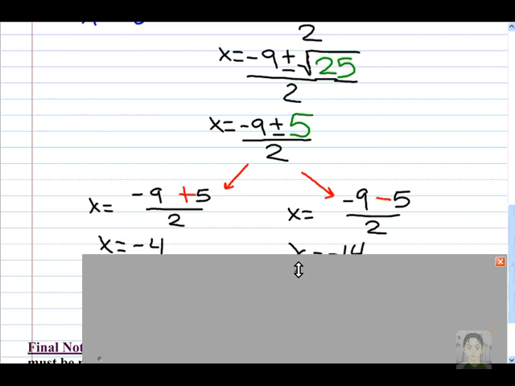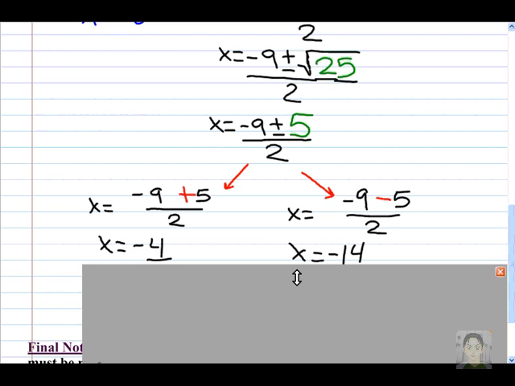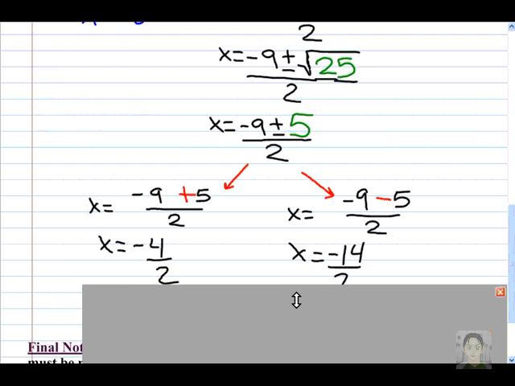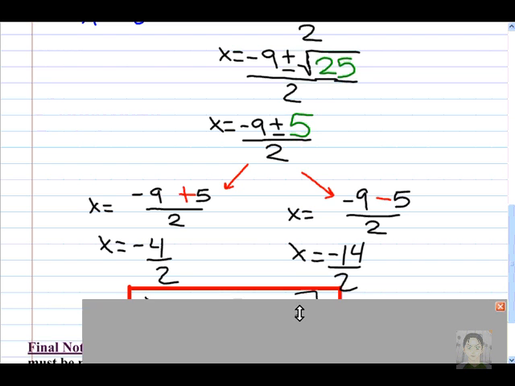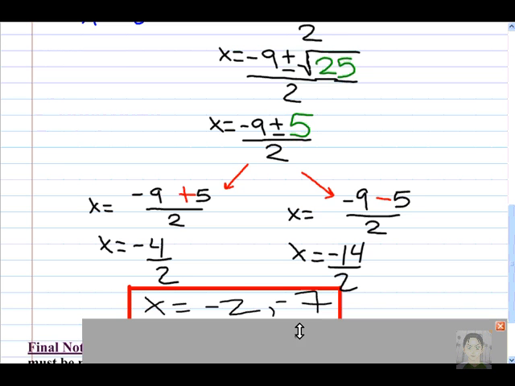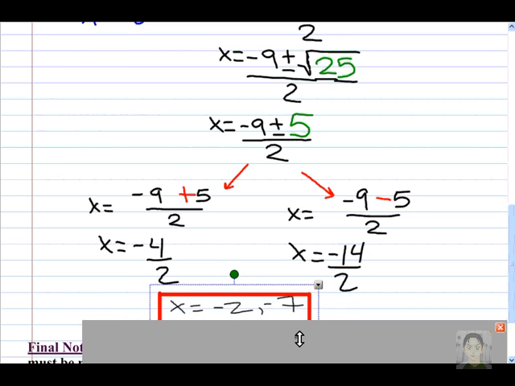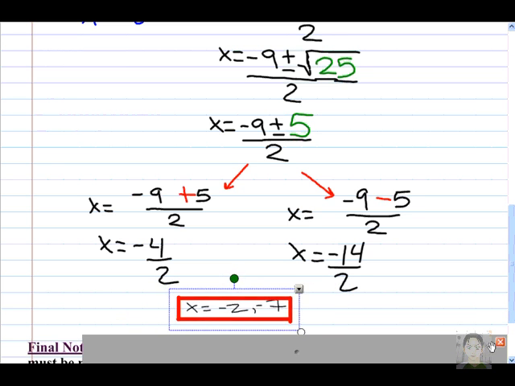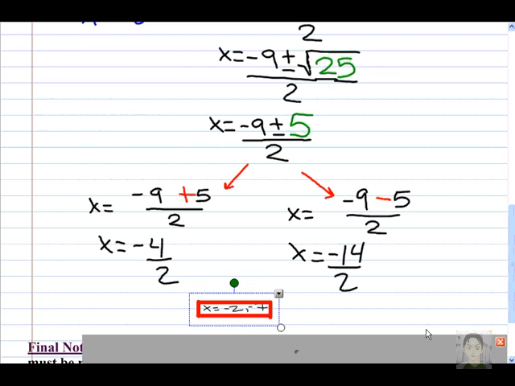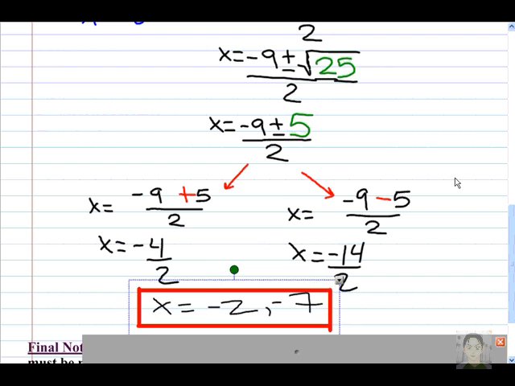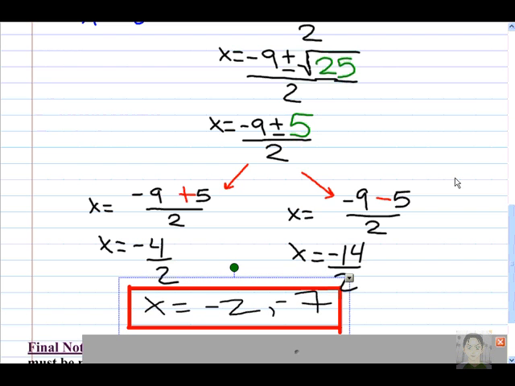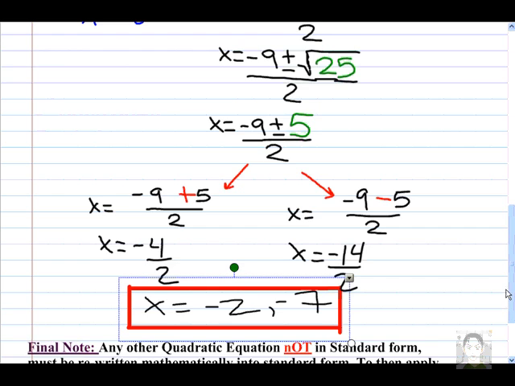First we're going to do minus 9 plus 5, and then divide by 2, and on the other one minus 9 minus 5, which gives you negative 14. Be very careful with the rules of positive and negative numbers. At the end, when you're done simplifying, you get the two answers. A negative 2 is equal to x, and also a negative 7 is equal to x.